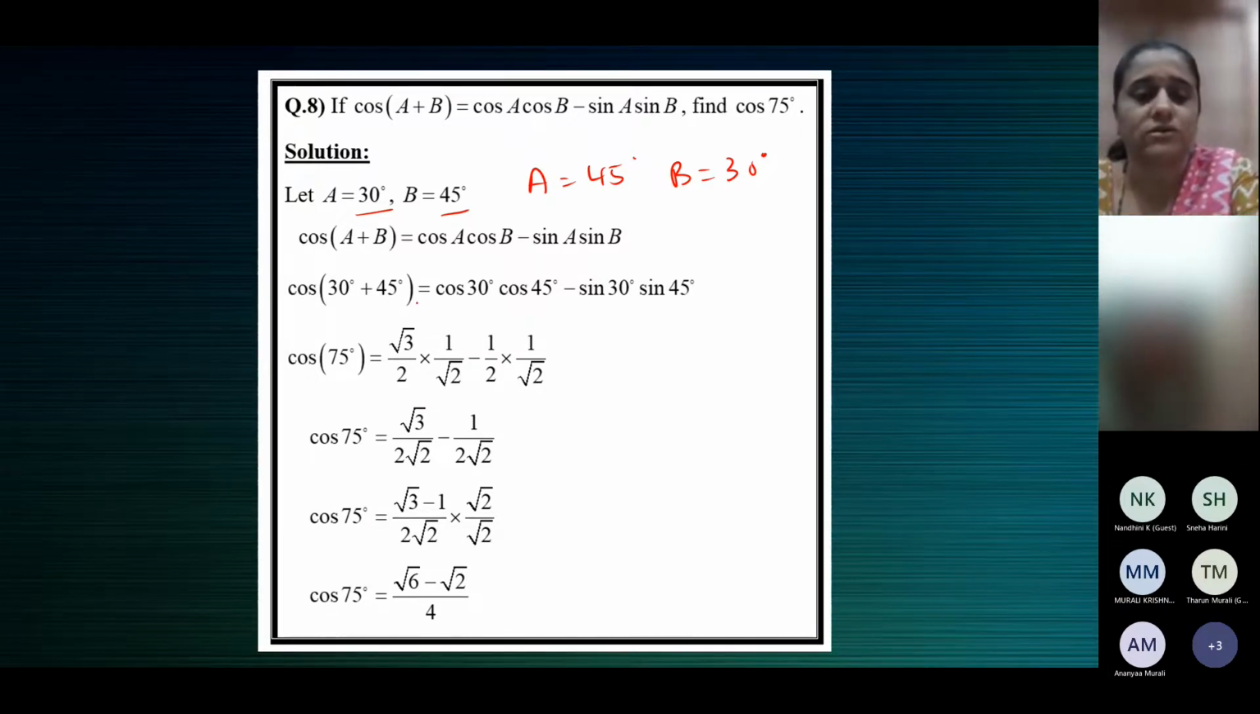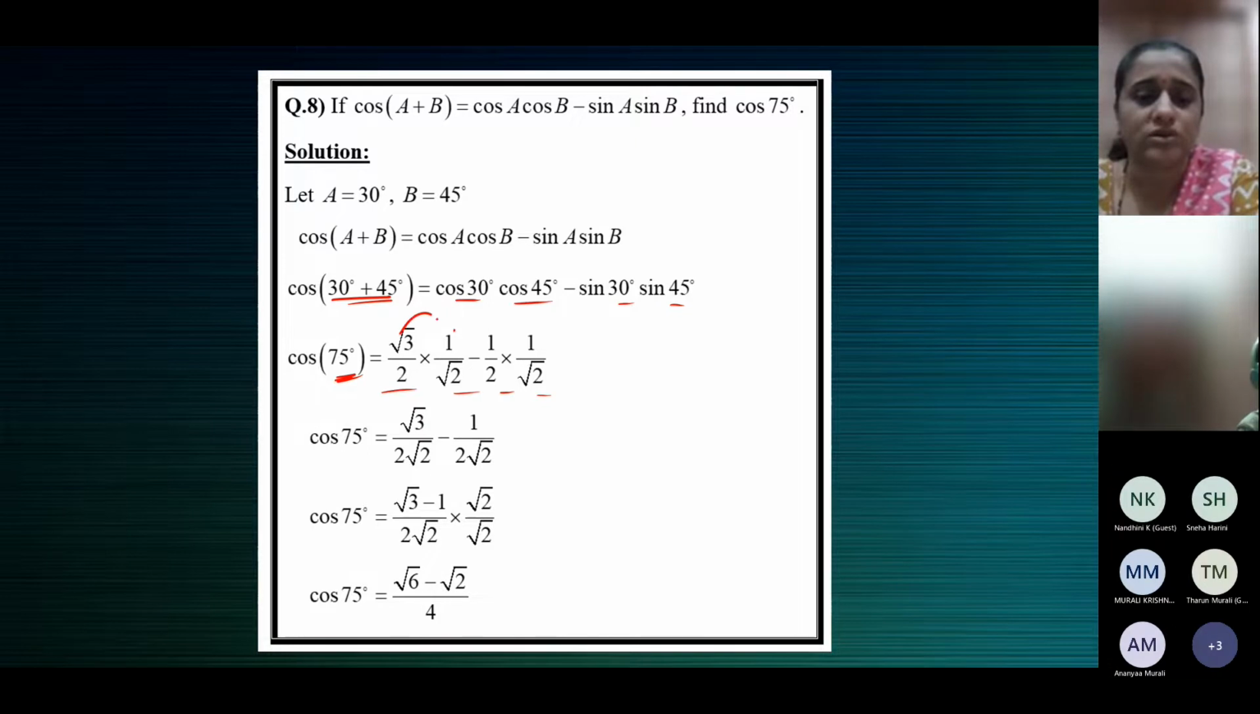All right, so here A is 30 and B is 45. So the formula cos(A plus B): cos(30 plus 45), where A is 30, B is 45. In place of A, use 30 and in place of B, use 45, and we get this. Bring the values from the table. 30 plus 45 is 75, and these values are from the table.